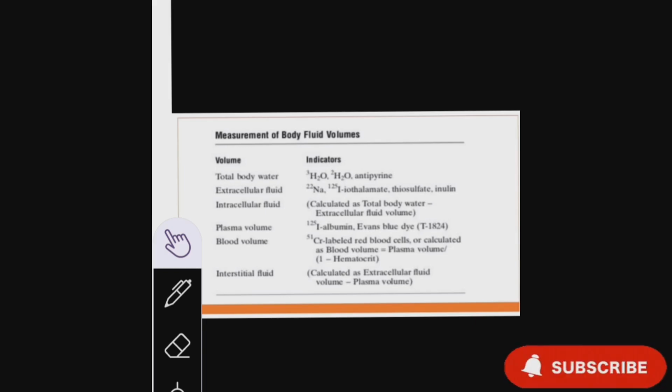Now it's important you know that different indicators are used for different compartments. For total body water, the indicator must have the ability to cross cell membranes. Take note. For ECF, the indicator must have the ability to stay outside the cell. It must not be able to penetrate the cell membrane, or else it will stay in the ICF. Take note. And then for plasma, the indicator must remain inside the blood vessel. So it means for plasma, it must not be able to cross the capillary membrane, right?